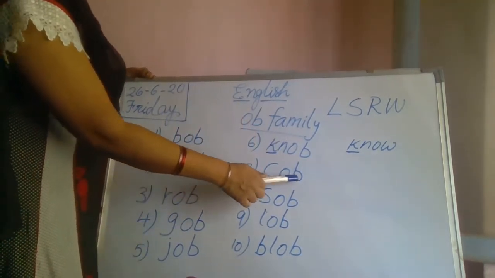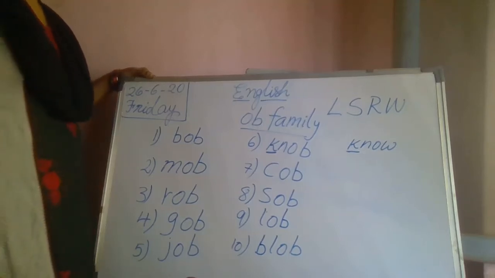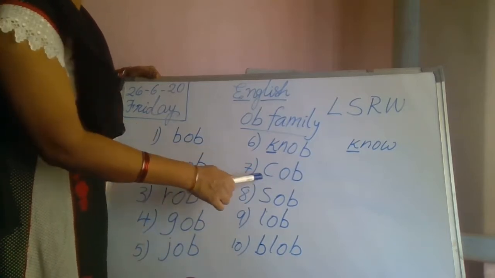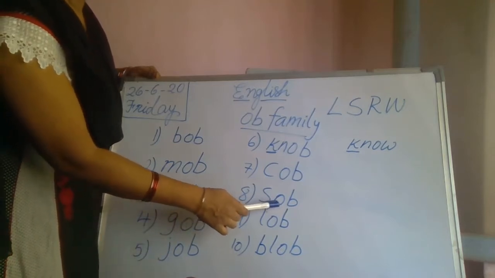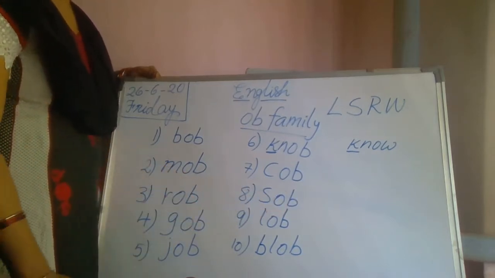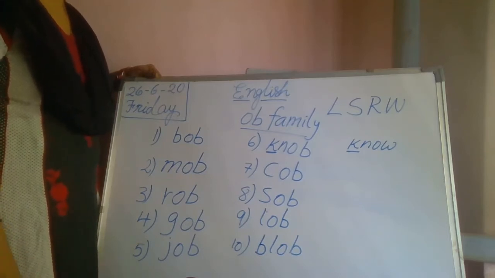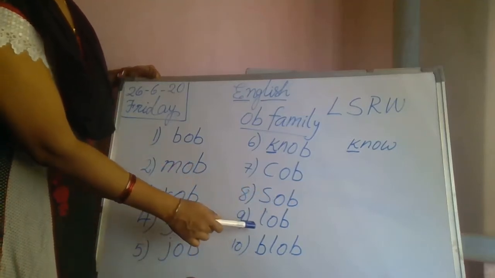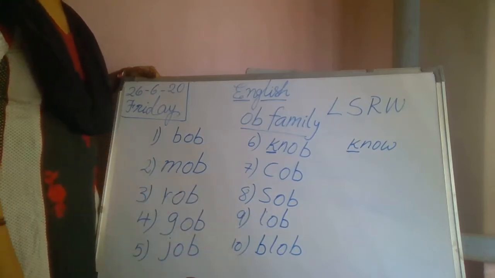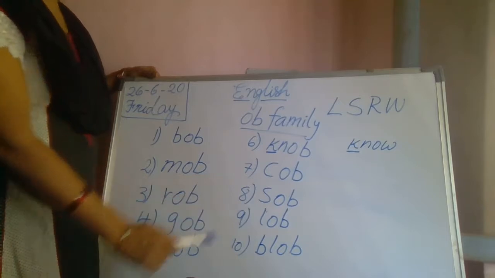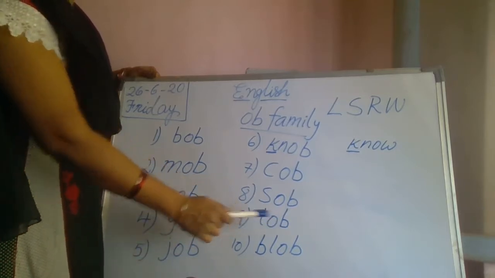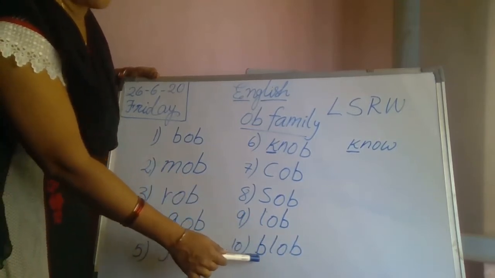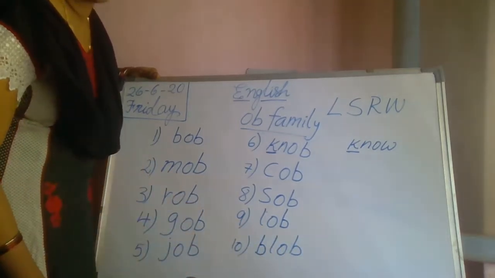Okay. C-O-B. Cop. C for cat. C for camel. The ka sound comes. C-O-B. Cop. Okay. S-O-B. Sop. Yes, it gives the sa sound. S for sun. S for stars. S-O-B. Sop. L-O-B. Lop. L for lamp. L gives the la sound. L-O-B, lob. B-L-O-B, blob. See, B-L, blob. O-B, blob.